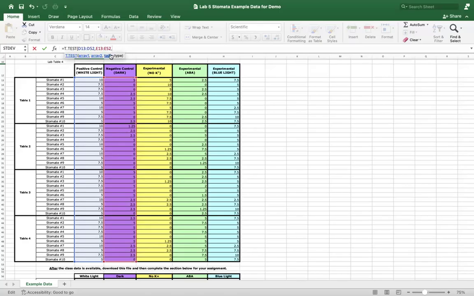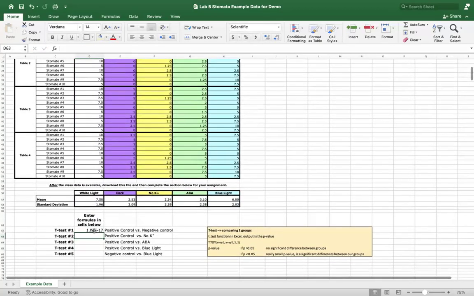I'll do another comma, then we want to do tails, and we're going to do a two-tailed distribution. Generally, a two-tailed distribution is going to be correct. If in doubt, do a two-tailed distribution. And then for the other part, this is more information about the type of test. We're going to, again, use the number 2 and do the two-sample equal variance. Put your parentheses and enter, and then we're going to get a number here.